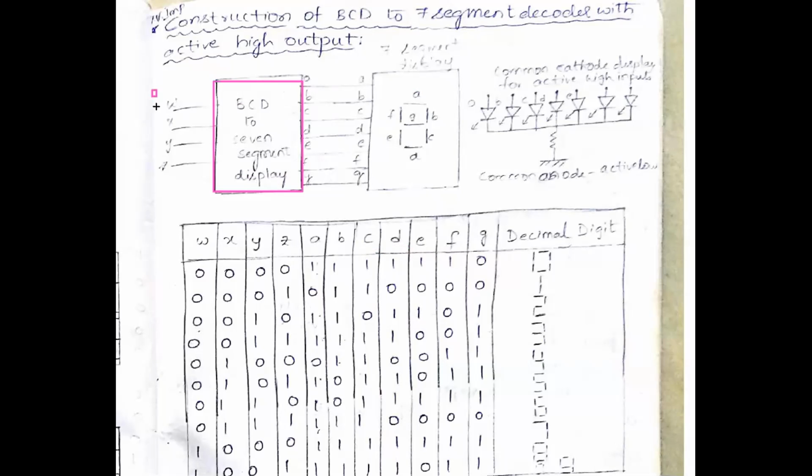Here W, X, Y, Z are the BCD numbers. It is 4-bit. This is connected to the outputs of a 7-segment BCD, that is A, B, C, D, E, F, G. Okay, this is a decoder. Here this part is called a decoder. This decoder's outputs are connected to the 7-segment display. This is my 4 to 16 decoder.